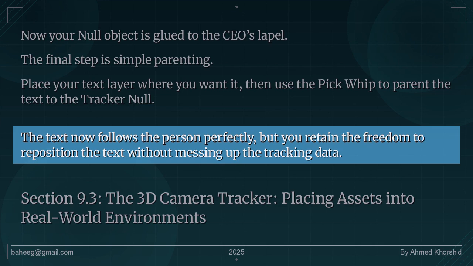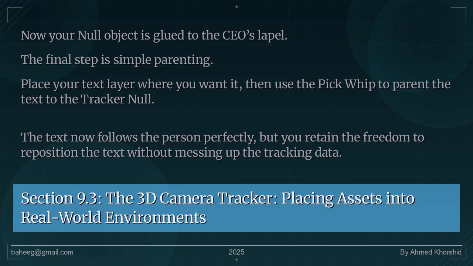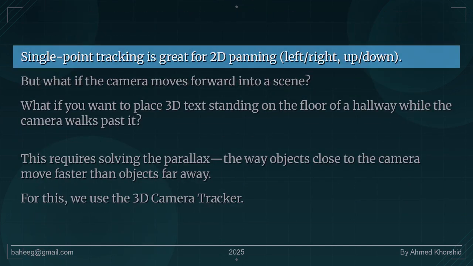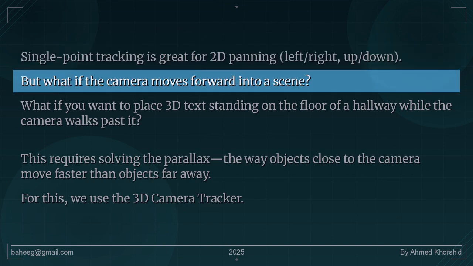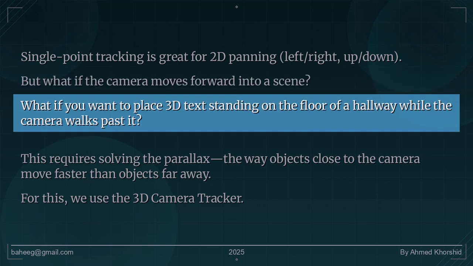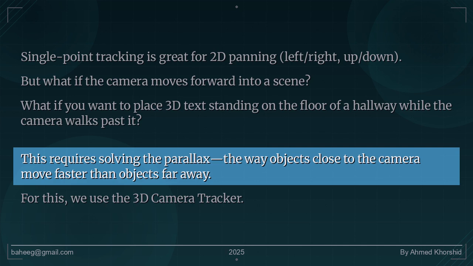Section 9.3, The 3D Camera Tracker: Placing Assets into Real-World Environments. Single-point tracking is great for 2D panning: left, right, up, down. But what if the camera moves forward into a scene? What if you want to place 3D text standing on the floor of a hallway while the camera walks past it? This requires solving the parallax, the way objects close to the camera move faster than objects far away.